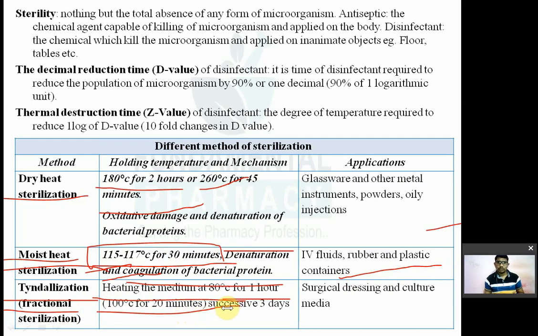तो हर दिन में क्या करना है आपको, एक तो 80 डिग्री सेल्सियस पे उसको 1 आवर हीट करना है और जो बाकी रख देना है. फिर से दूसरे दिन वही प्रोसेस करना है, फिर से तीसरे दिन वही प्रोसेस करना है. दैट इज नोन एज अ फ्रैक्शनल स्टरलाइजेशन. Heating of medium or anything that is to be sterilized at 80 degrees Celsius for 1 hour for successive 3 days. Or another method is heating of medium at 100 degrees Celsius for 20 minutes for successive 3 days. This method is used for the sterilization of surgical dressing and culture media.